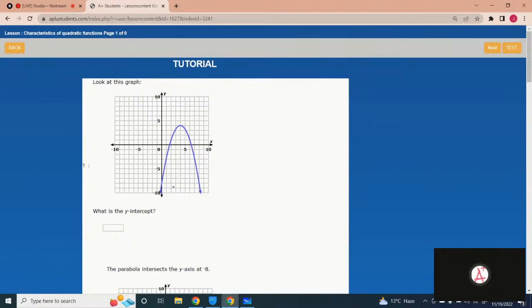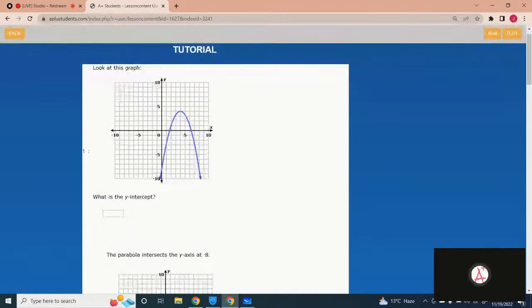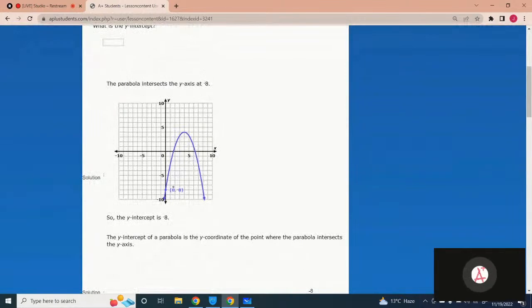Got it? So I think it would be -6, -7, and -8. I think it would be -8. Yes, it would be -8. Here x is 0 and y is -8. No, not negative 5. It is -8. It is below -5. Got it? So it would be -8. So the y-intercept is -8.